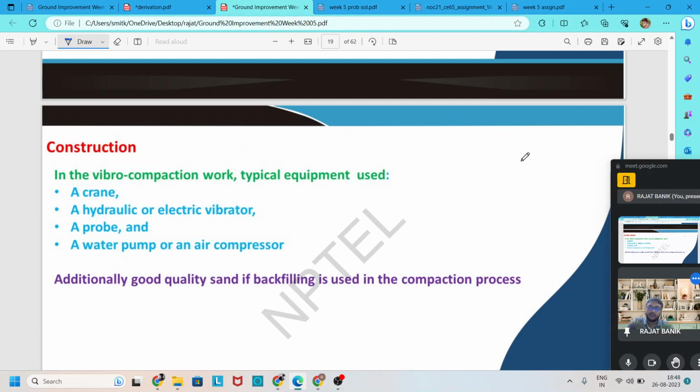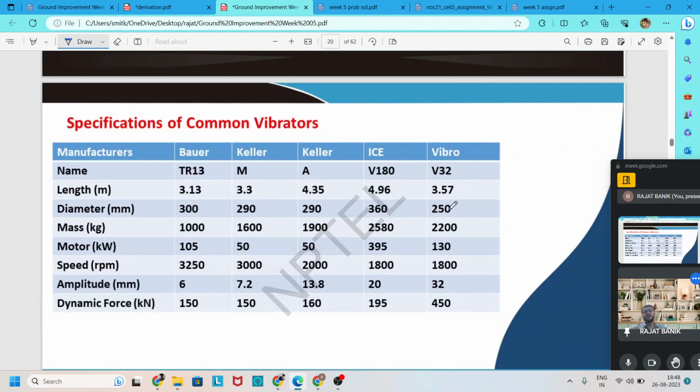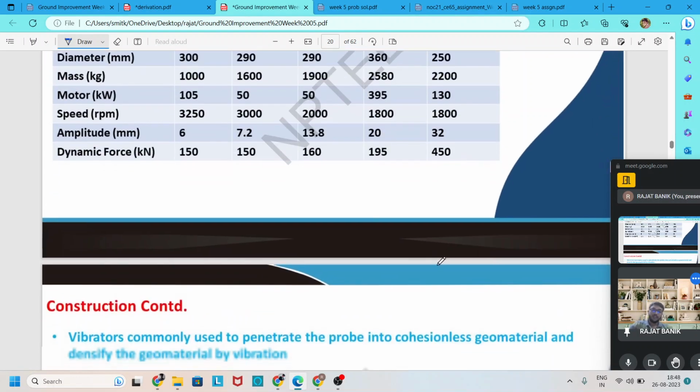In the same way, for vibro compaction construction we also need some equipment. One is a crane, another is a hydraulic and electric vibrator, another is the probe, and last are the water pump and air compressor. And we also need some good backfilling material to compact the ground very well. Here we show one table for different vibrators. No need to go into this in detail; we just look at it and go to the next slide.